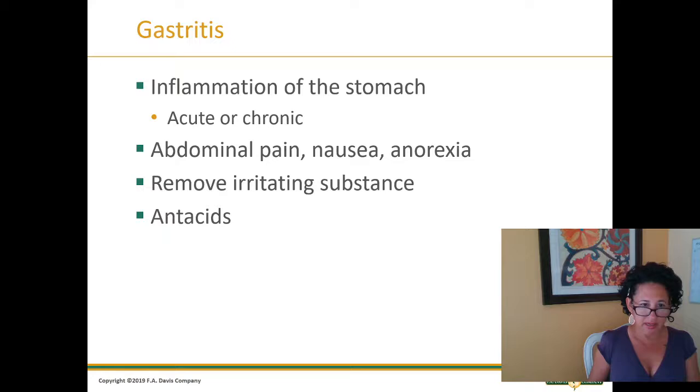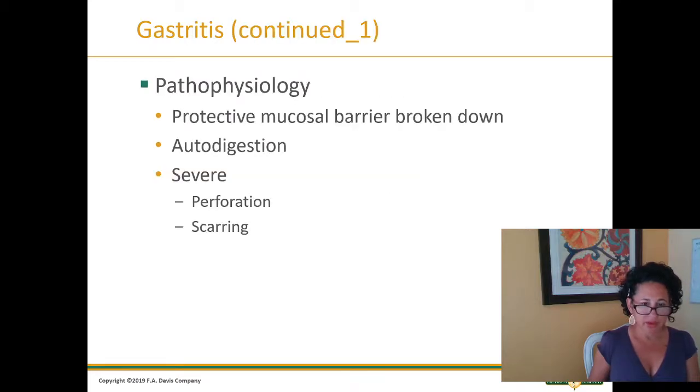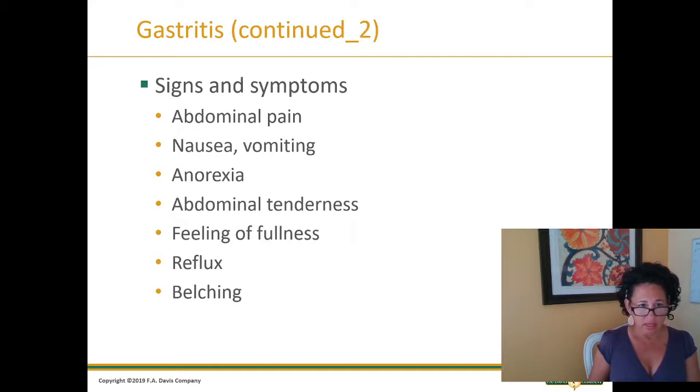Inflammation of stomach, abdominal pain, remove irritant substance and acids. This is for gastritis, common gastritis. Okay, so it can be acute or chronic, and it can be extremely painful. The protective mucosal barrier is broken down, autodigestion. If it's severe, you can have perforation and scarring.